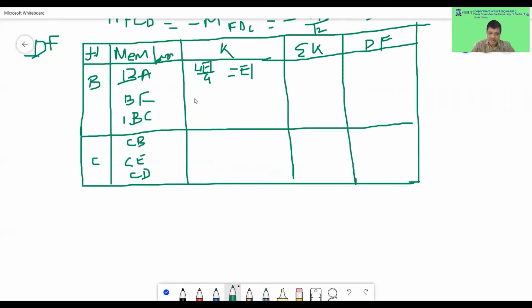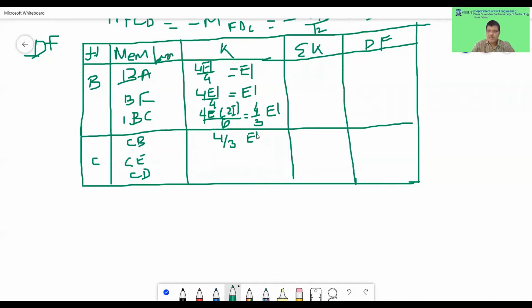So for BF, it is again 4EI by L. The span is again 4 meter, so 4EI by L becomes EI. Then you have BC, which is 2I. You have to take into account this variation of moment of inertia. It is 2I here, not I. So 4E times 2I by L, with L equal to 6 meter. So 4 times 2 is 8 by 6, which comes out to be 4 by 3 EI. CB will be similar. BC and CB are the same, so I don't calculate this; I can directly write 4 by 3 EI.